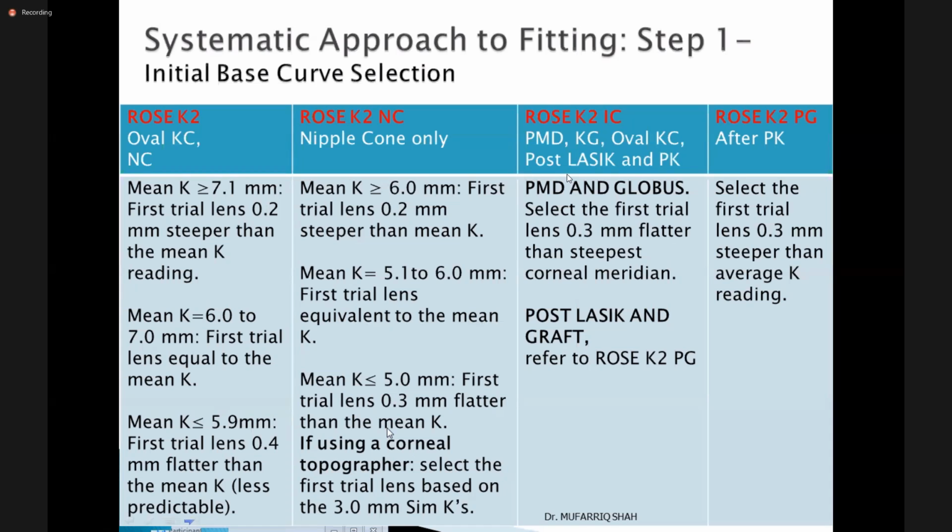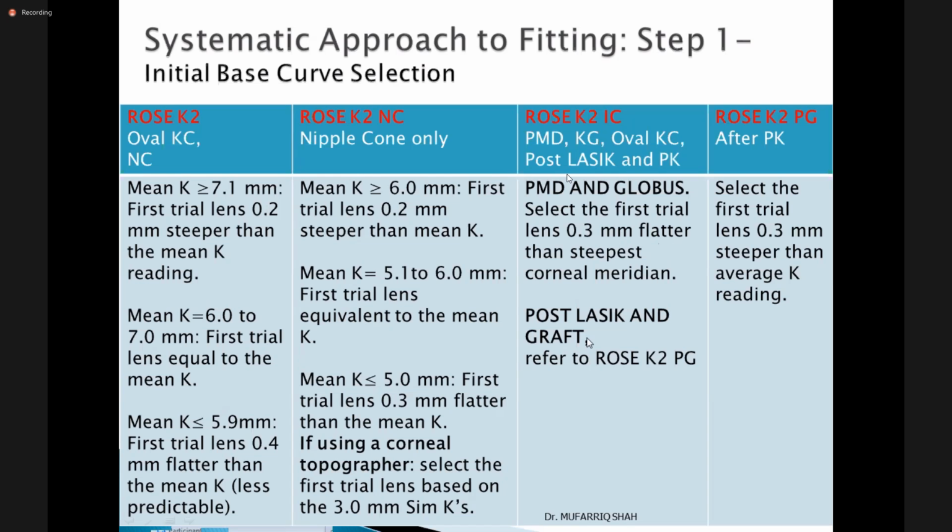If using a corneal topographer, then select the first trial lens based on the 3 millimeter SIM-K reading. In case of ROSE K2 IC lenses, if the ectasia is pellucid marginal degeneration, keratoglobus, post-LASIK, or post-penetrating keratoplasty, how will you proceed? For PMD and globus, you select the first trial lens 0.3 millimeter flatter than the steepest corneal meridian.